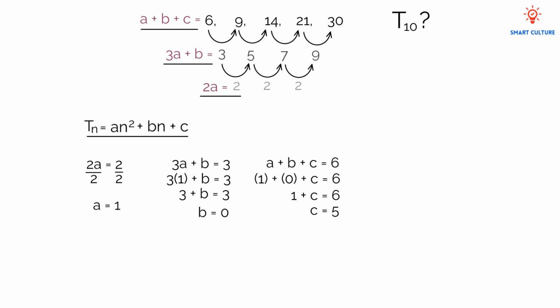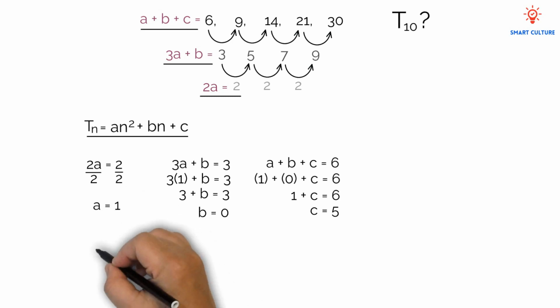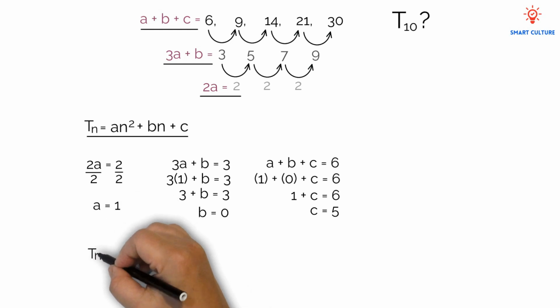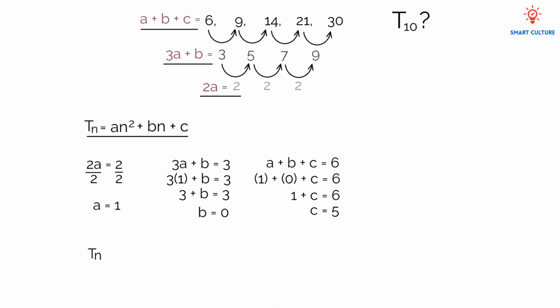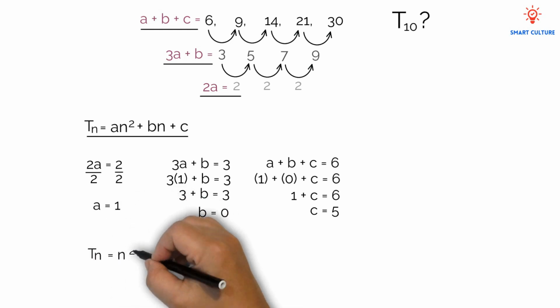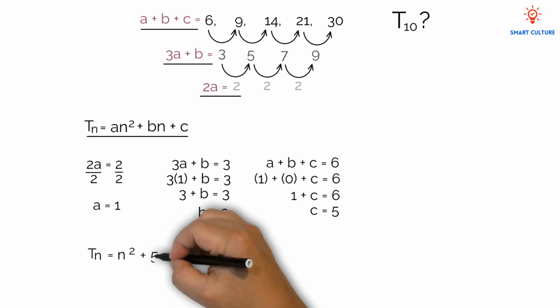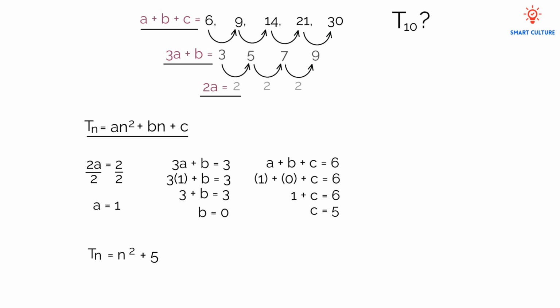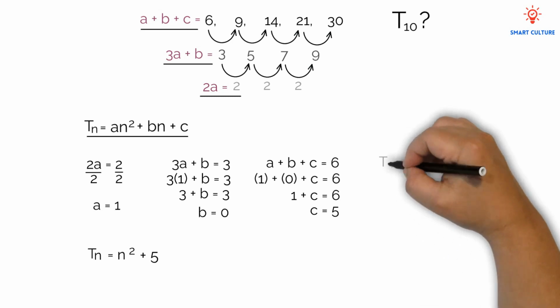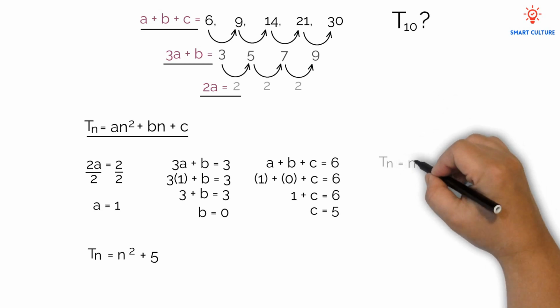Now we have the value for a, we have the value for b, and we have the value for c. So we can just sub these into the formula an squared plus bn plus c. So then we have n squared plus 5. This is the rule for the nth term. Let's test this to see if it's correct or not. So we know the value for the first, second, third, fourth, and fifth term, so you can use any of these to determine if your rule is correct or not.